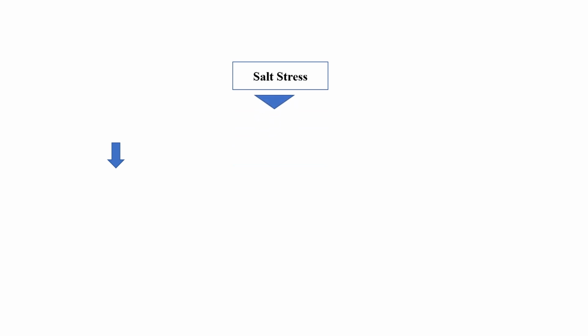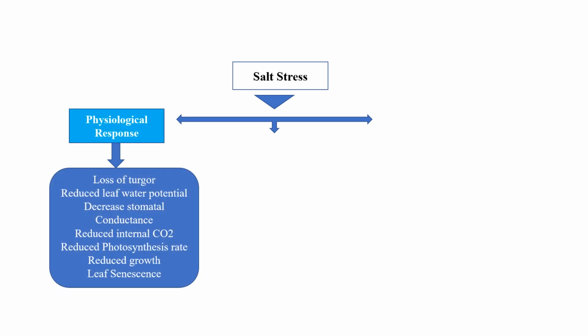So when we are facing the salt stress condition, three types of responses are shown by the plants. First is the physiological response. So the loss of turgor, reduced leaf water potential, decreased stomatal conductance, reduced internal carbon dioxide, reduced photosynthesis rate, reduced growth, leaf senescence, and biochemical response.